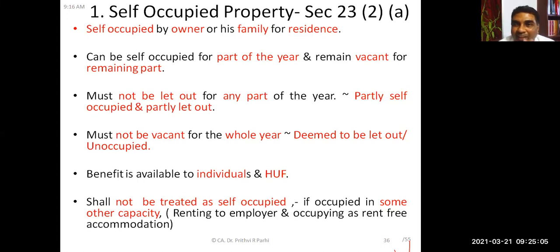The way rent-free accommodation is valued as a perquisite, in the same way it will be valued. In the salary chapter we have studied that. In the same way it will be valued and treated as a perquisite for the employee. Is it clear or is there still some doubt? It is clear.